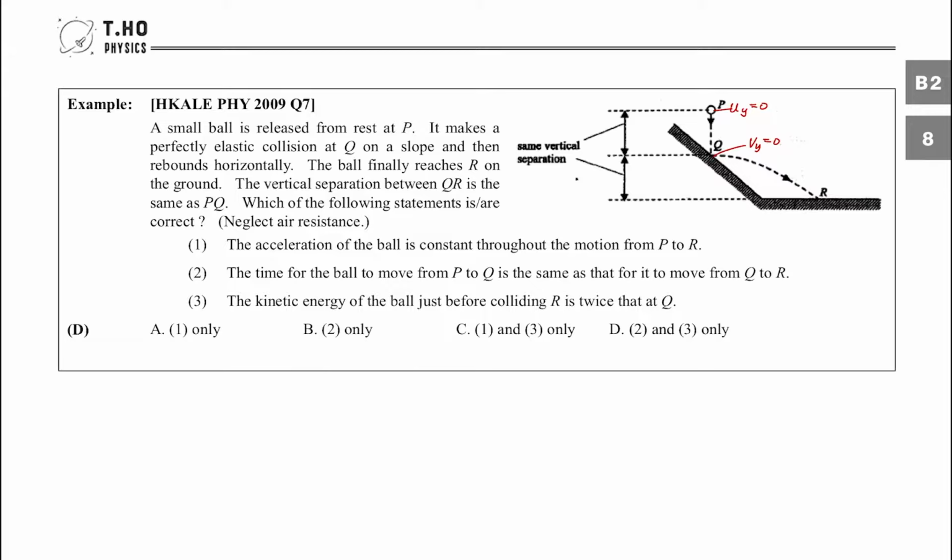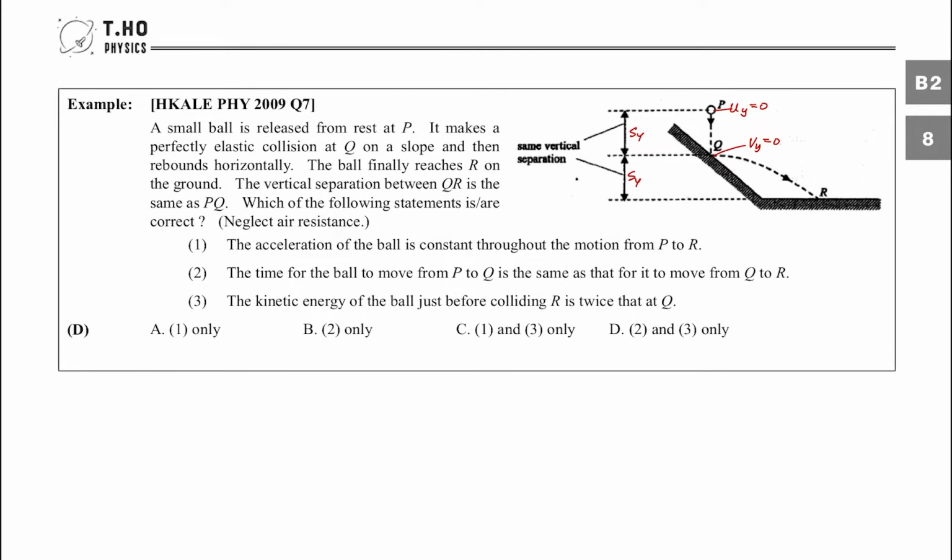And note that the point of rebounding at point Q has the same vertical separation from the ground. So this is sy, this is also sy. And then finally the ball will be rebounded horizontally and follow a projectile motion until it hits the ground. We are going to decide whether the following statements are true or not.